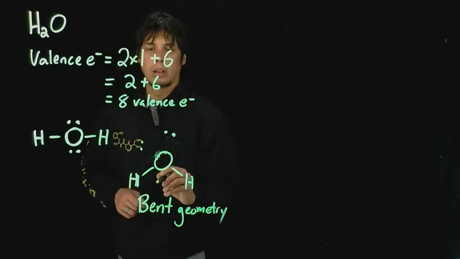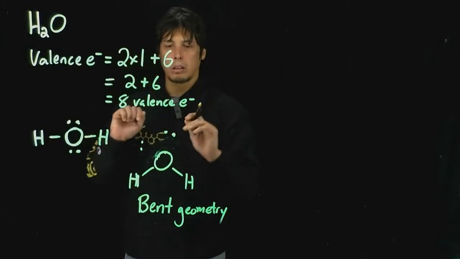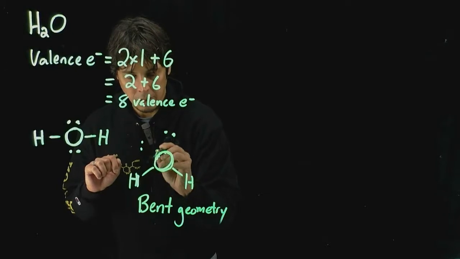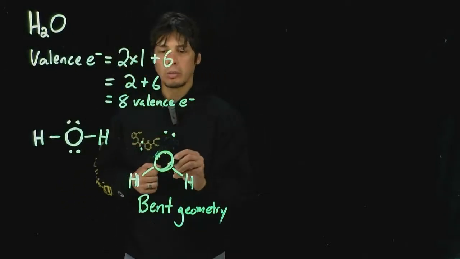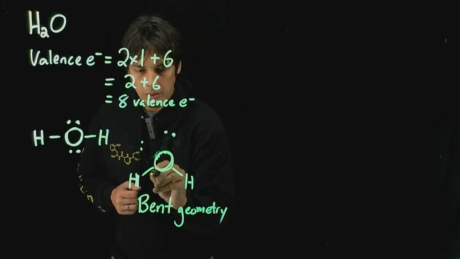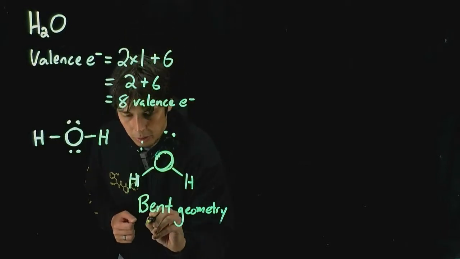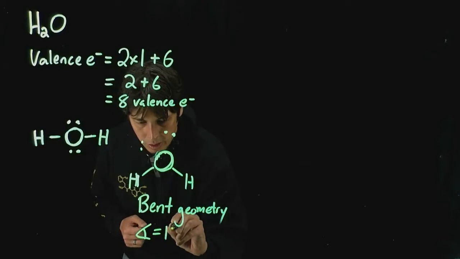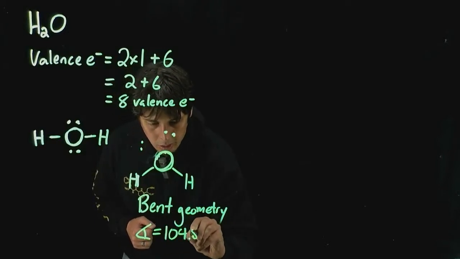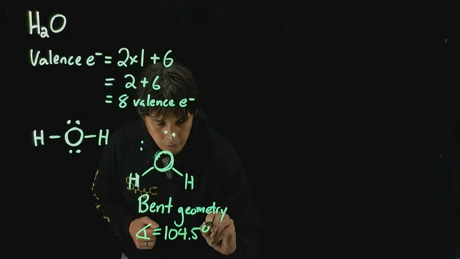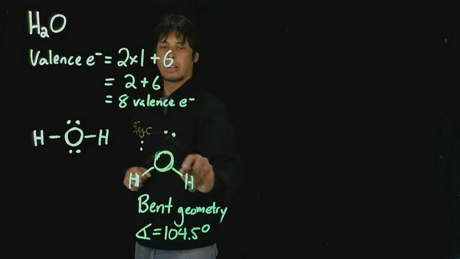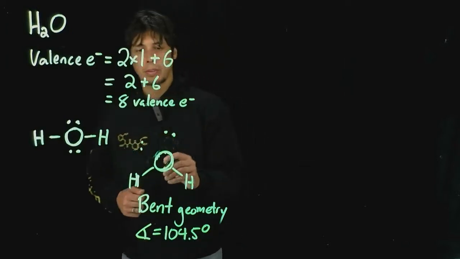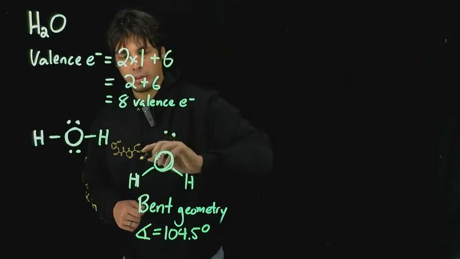And because the lone pairs cause repulsion, this is not going to have the typical bond angle of, say, for instance, a tetrahedral geometry. So it's going to be the bond angle for water. The HOH bond angle is 104.5 degrees.